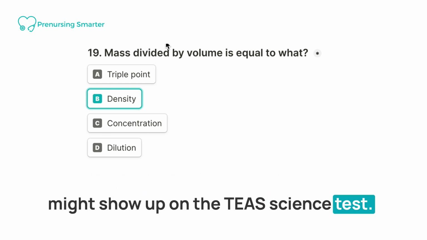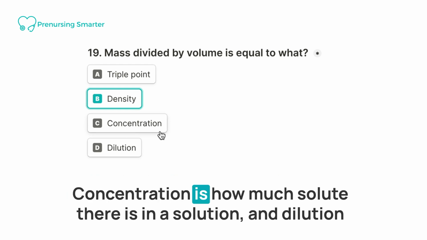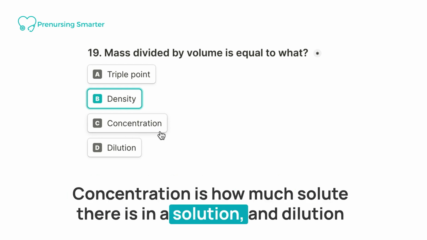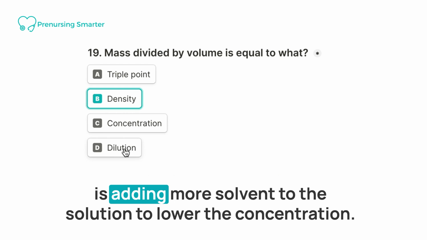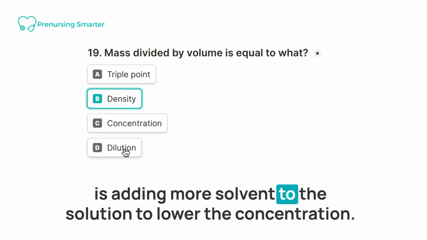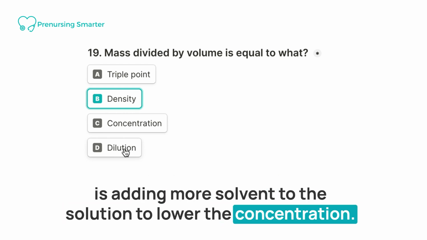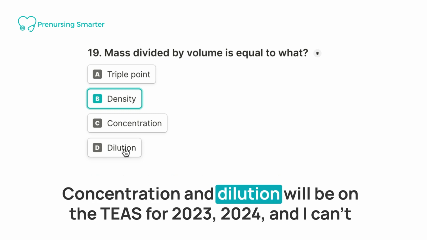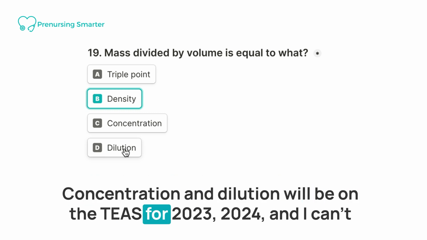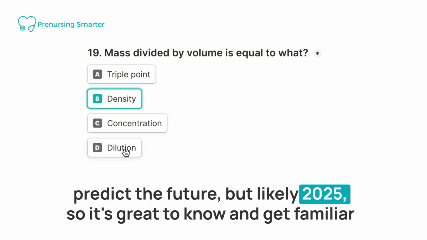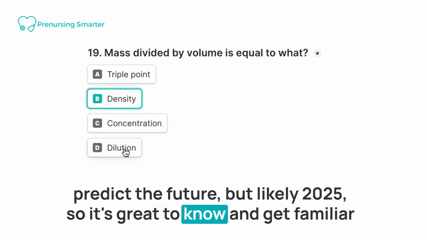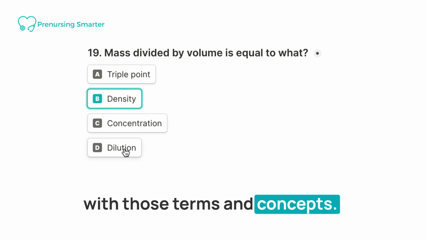Concentration is how much solute there is in a solution, and dilution is adding more solvent to the solution to lower the concentration. Concentration and dilution will be on the TEAS for 2023, 2024, and I can't predict the future, but likely 2025, so it's great to know and get familiar with those terms and concepts.